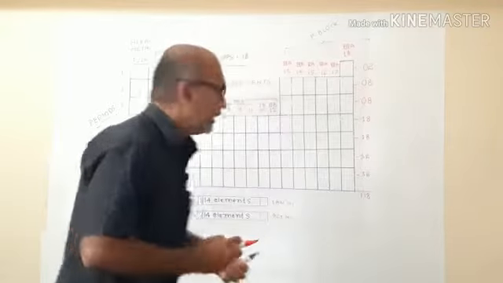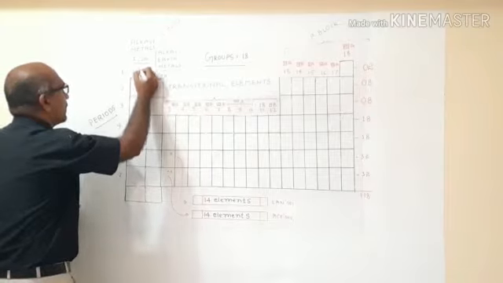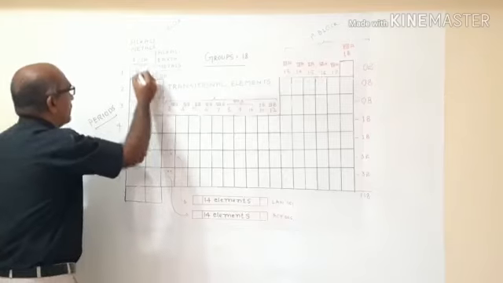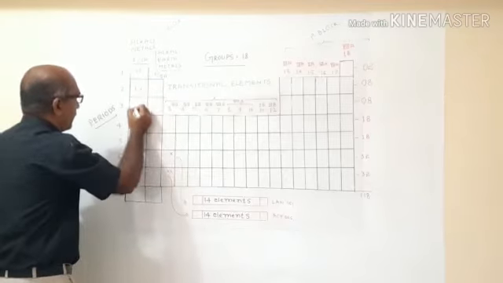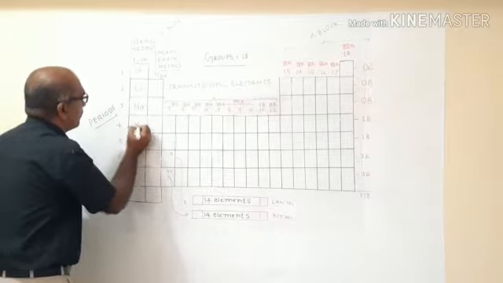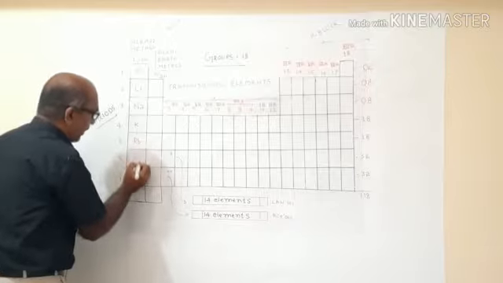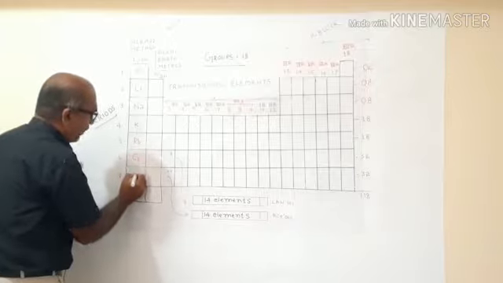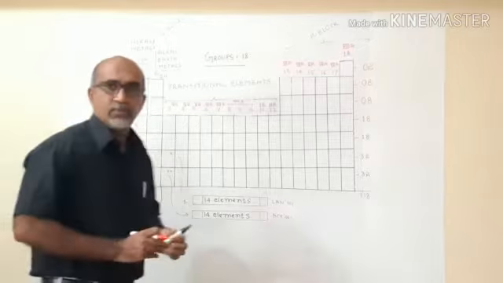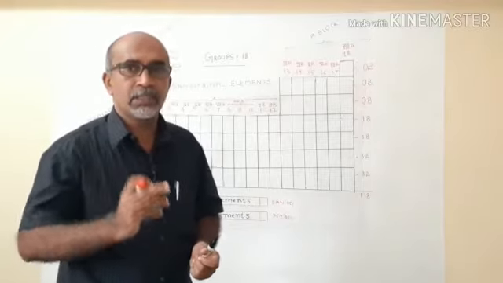I will start with the first A group. Here, in the first A group: first period, hydrogen, lithium, sodium, potassium, cesium and francium.